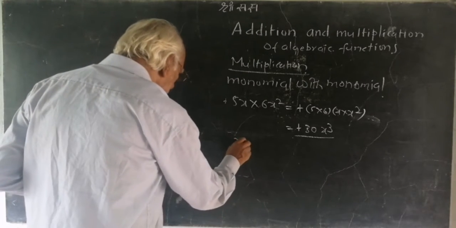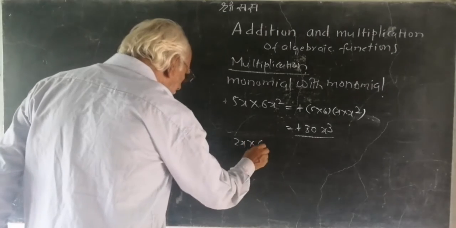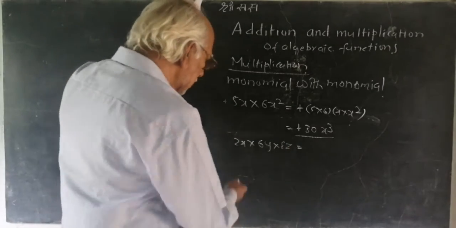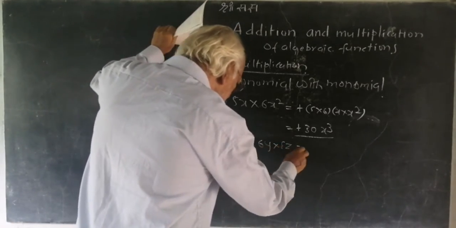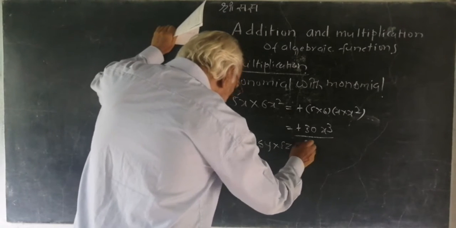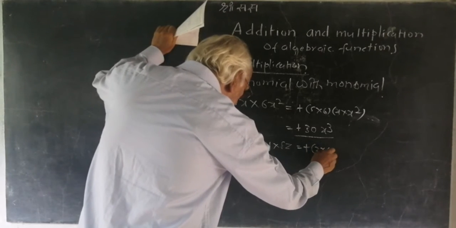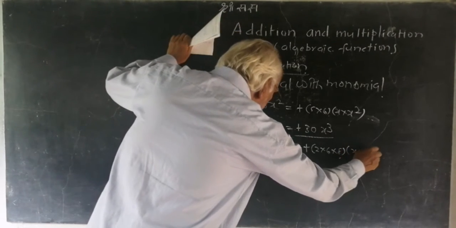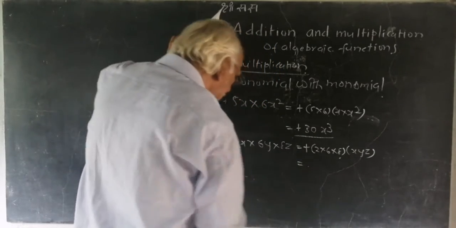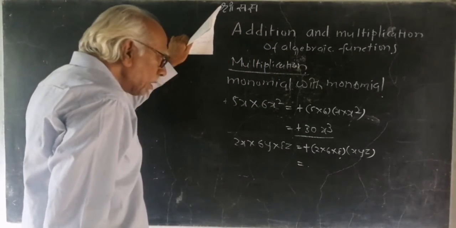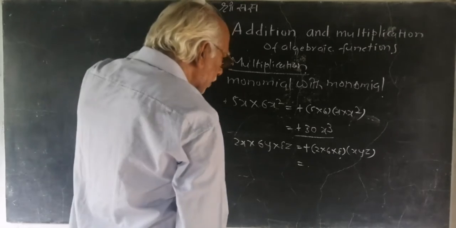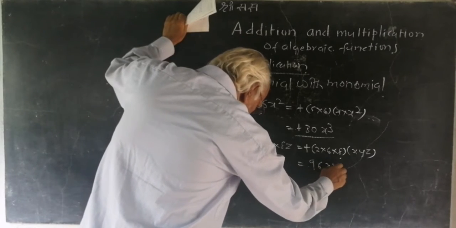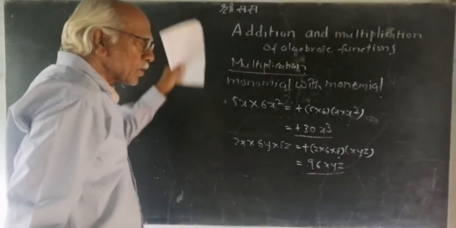Now 2x into 6y into 8z. So what is it here? First sign into sign, plus into plus into plus is plus. Then we will be writing 2 into 6 into 8, and then x into y into z. So what is it? 6 2s are 12, and 12 8s are 96. xyz.